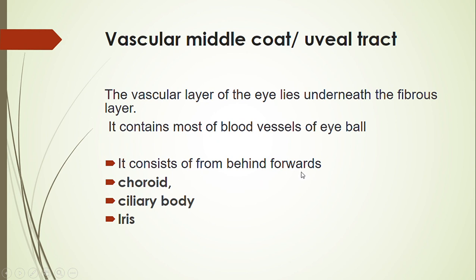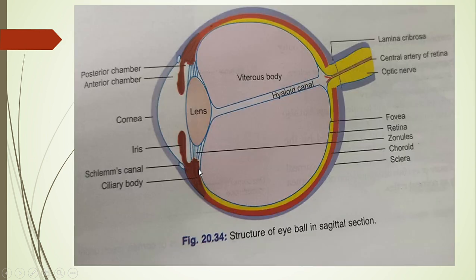three components in the vascular or second coat, which lies inner to the fibrous coat. That is choroid, ciliary body and iris. This is the pigmented middle layer, formed by the choroid and, anteriorly, the ciliary body and iris. These are the three components of the uveal tract: the choroid, ciliary body and the iris.